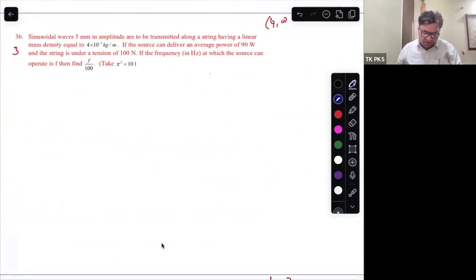A sinusoidal wave 5 mm in amplitude is to be transmitted along a string with a linear mass density equal to so and so. Source can deliver an average power of 90 watt. String is under tension 100 Newton. I know only one thing. What is the formula for power? T times dou y by dou x times velocity of the particle, sorry, not velocity of the wave, velocity of the particle at that point. Okay, who cares for this? You need to use average power.